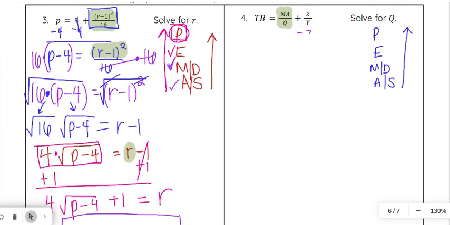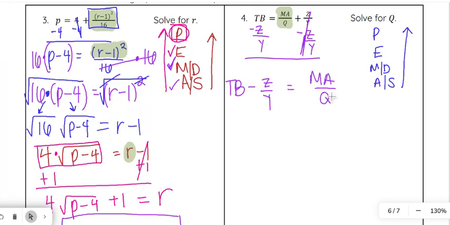We are going to subtract Z over Y from both sides. When we do that, that cancels out this Z over Y over here, and we have TB minus Z over Y equals MA over Q. So that's step one, and that is addressing our addition and subtraction outside of the term that has Q.